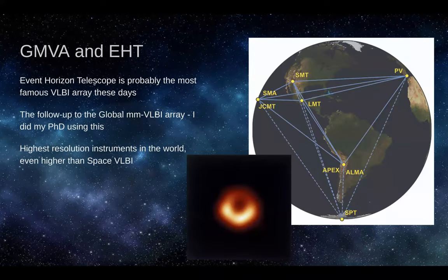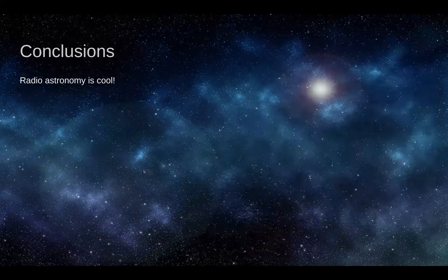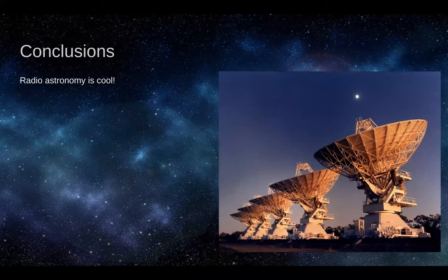And of course, finally, the GMVA and the EHT. GMVA stands for the Global Millimeter VLBI Array. That's actually what I did my PhD on. And the Event Horizon Telescope is basically the GMVA, just one step up in resolution. Apart from Space VLBI, the Event Horizon Telescope has the highest angular resolution of anything in the world. And that, of course, is the telescope that made the famous black hole image. So that's my conclusion for the first part. I'm just going to leave it at radio astronomy is really cool.